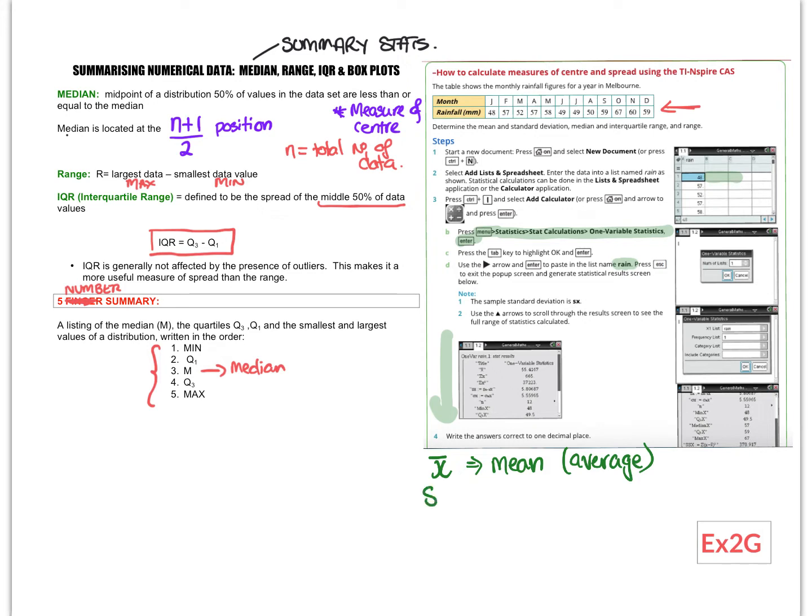Now I also said sx will be one we need to use later on, and that's standard deviation. So we saw x-bar, and then if you kept going down a bit, you would have then seen the min, the Q1, the median, etc. So those ones are pretty self-explanatory. But just so you remember that the mean and the standard deviation are those letters there on it.